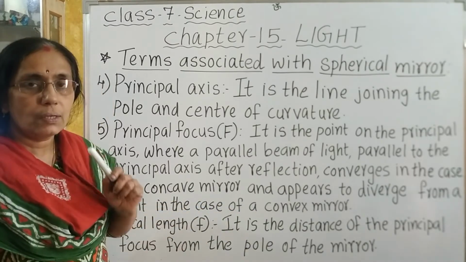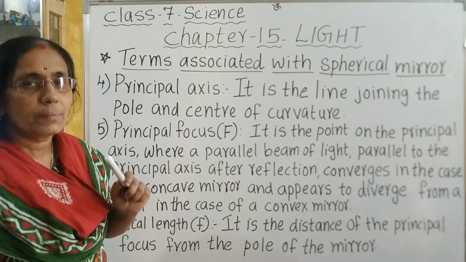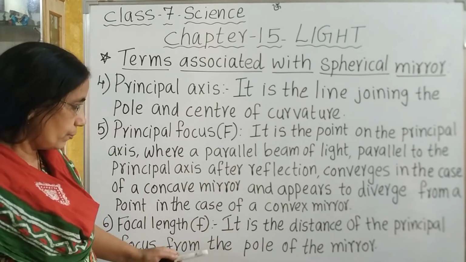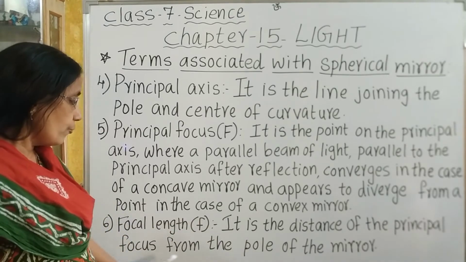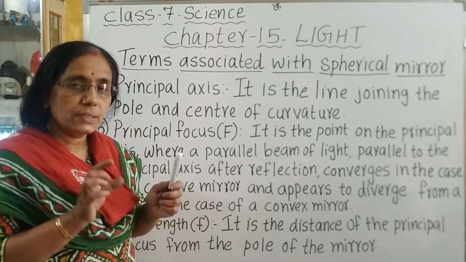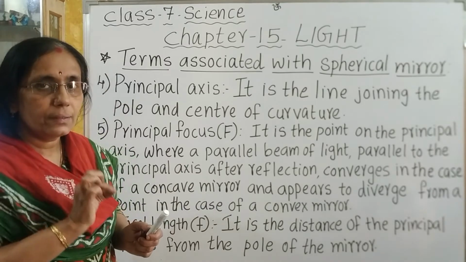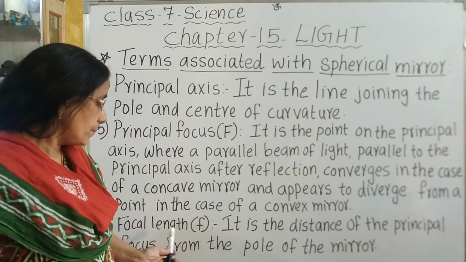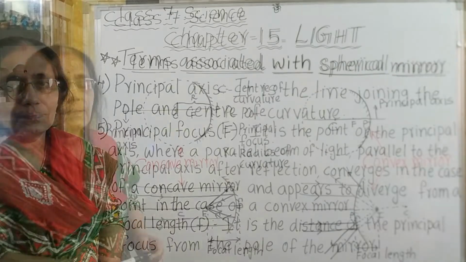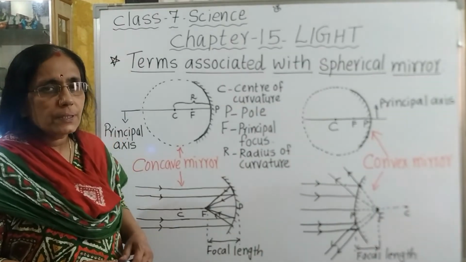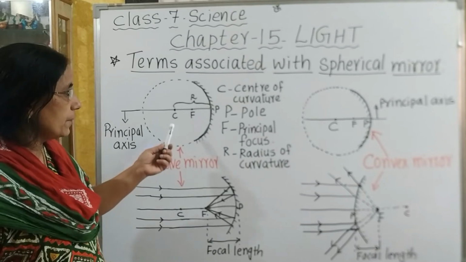Next is focal length. The focal length of any mirror is represented by the small letter f. It is the distance of the principal focus from the pole of the mirror. That is the distance between P and F. That is the principal focal length, or small f. Now let us see how to represent these points diagrammatically.